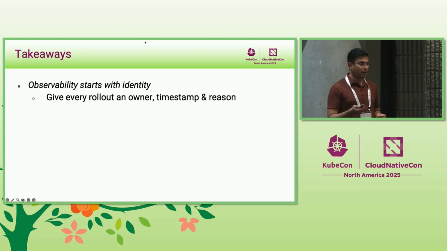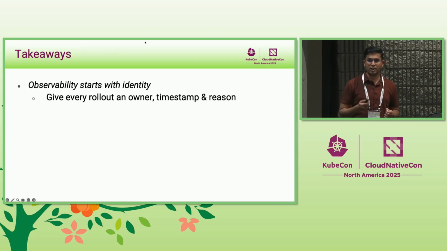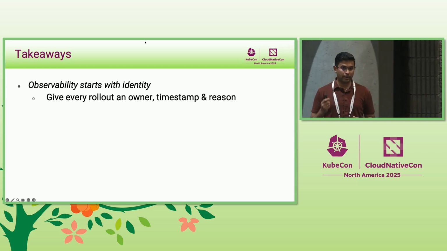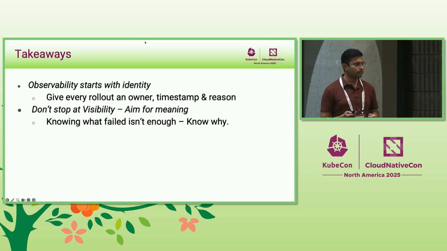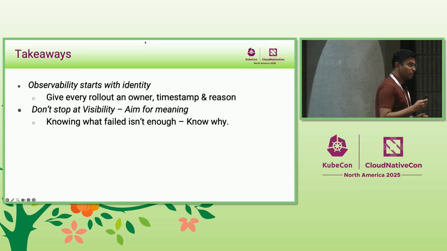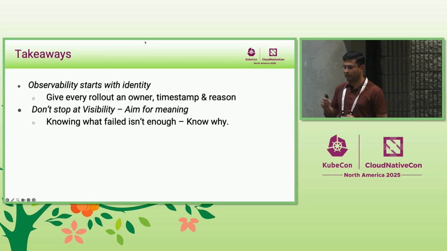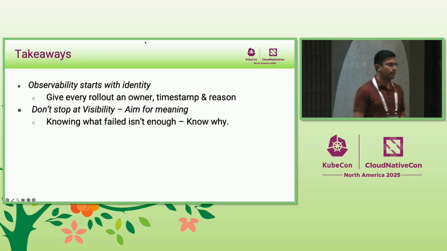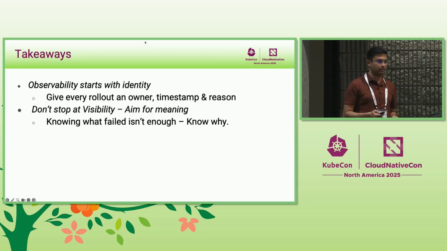Here are some key takeaways from this topic. So the observability starts with identity. You have to give every rollout owner a timestamp and a reason, no matter from where they come from. But you shouldn't just stop at visibility, aim for meaning. Observability without making it actionable is just data. I don't think that's useful. So knowing what failed isn't enough. You have to know clearly why that happened.